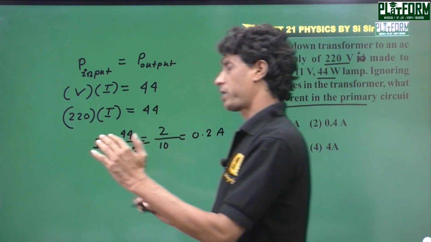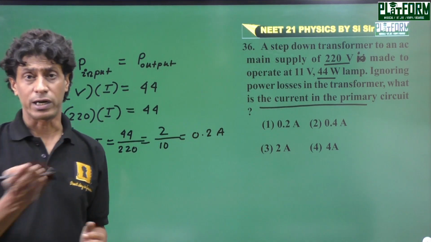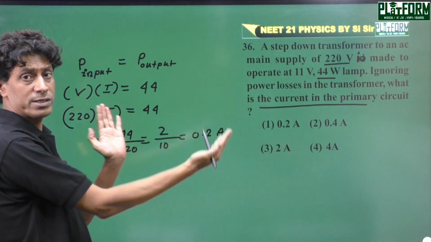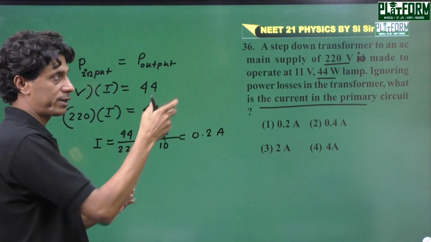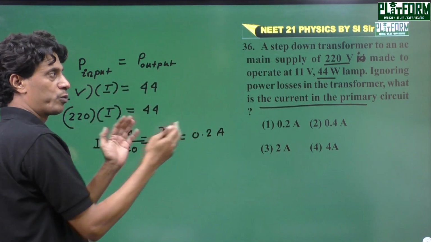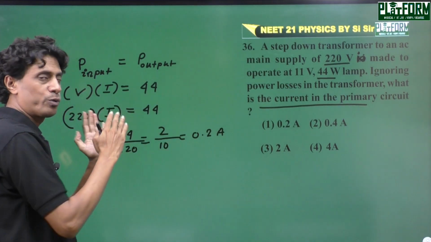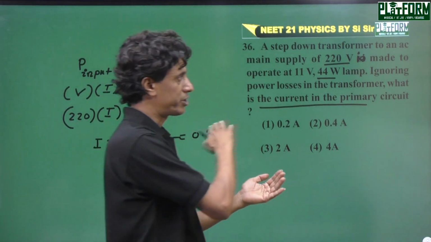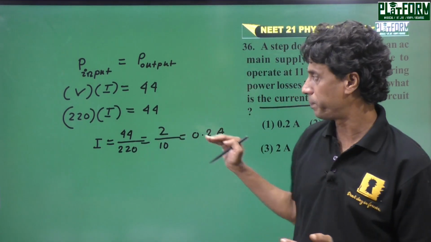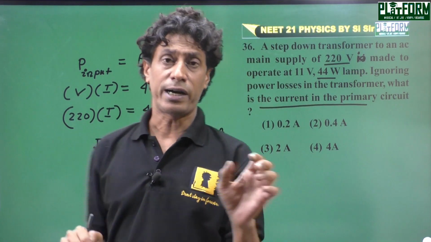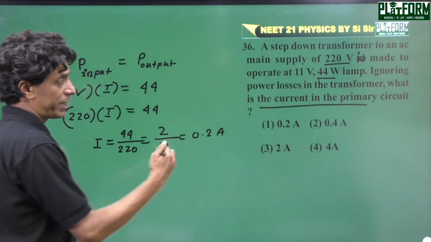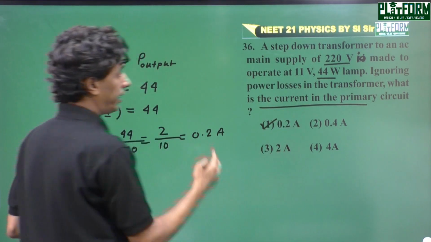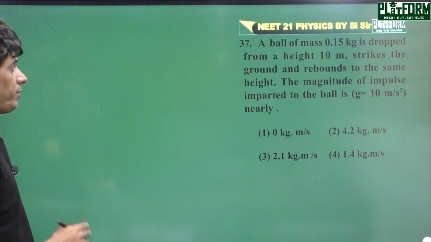You know, a transformer has two coils. One coil is the primary coil, the other coil is the secondary coil. In the secondary coil, a lamp of 44 watt is connected. So output power is 44 watt and input power is also 44 watt, because no power is lost as given in this problem. So the transmission current, that is the current through the primary coil, is equal to 0.2 ampere, and the right option here is 1. Okay, let us see the next problem.